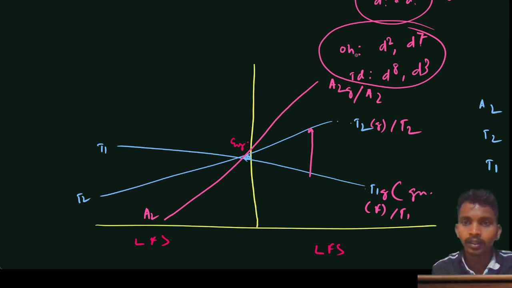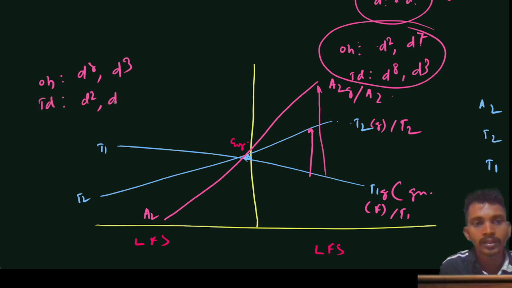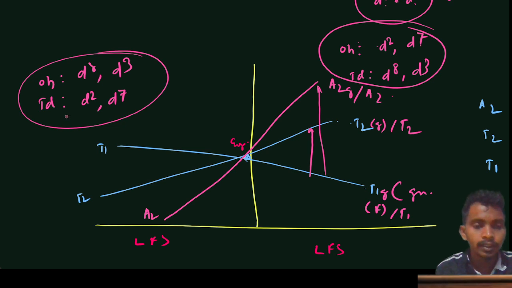So for octahedral D2 and D7, the transitions are always from here to here, and for octahedral and tetrahedral. And in this case, just the opposite for octahedral will be D8 and D3, and for the tetrahedral case, that will be D2 and D7. So for this type, the ground state will always be A2, and this will go from here to here.